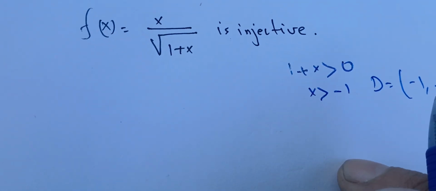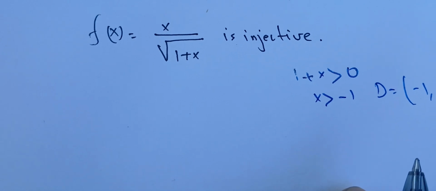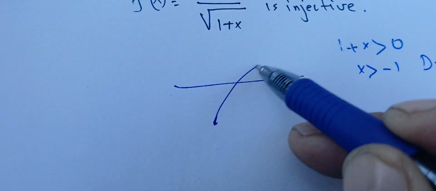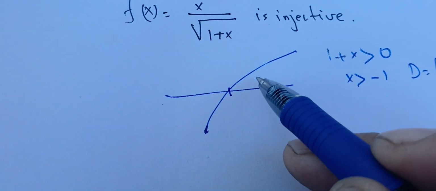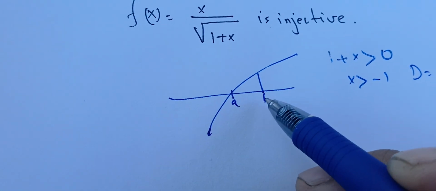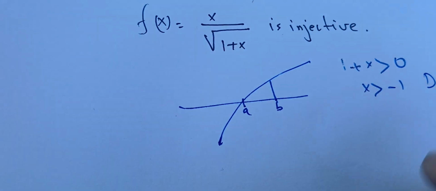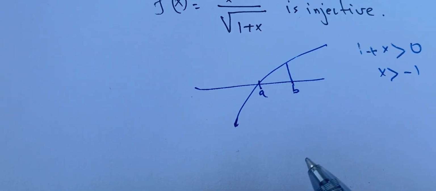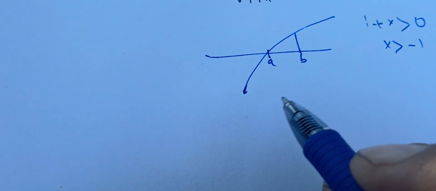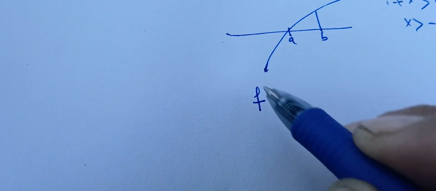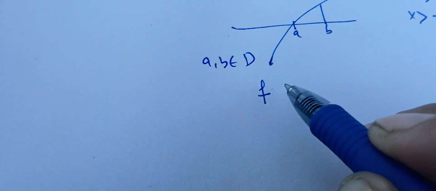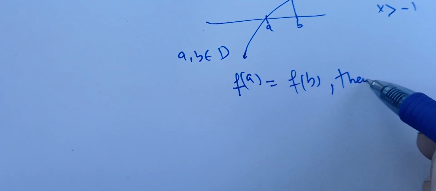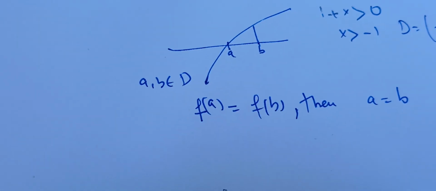And to prove that f is injective, we can prove that it is increasing. Remember that when a function is increasing, it can't have two different elements that have the same image. Remember that to prove f is injective, we take any two elements, a and b, in our domain, and we prove that if f of a is equal to f of b, then a is b.